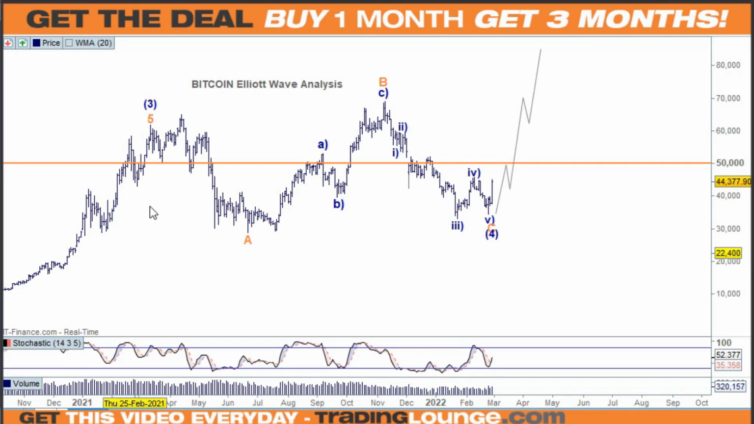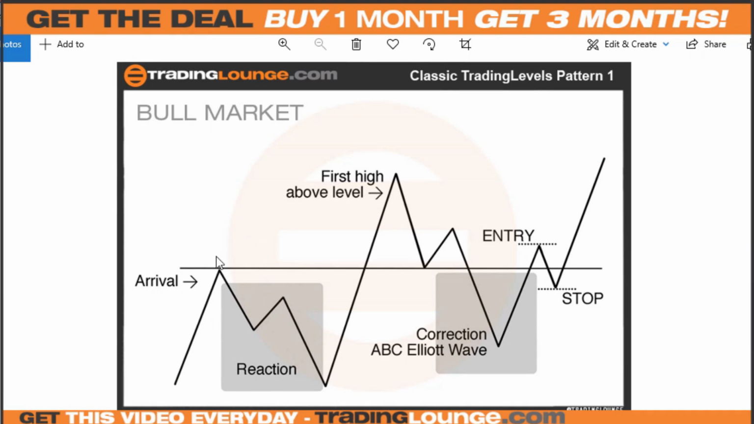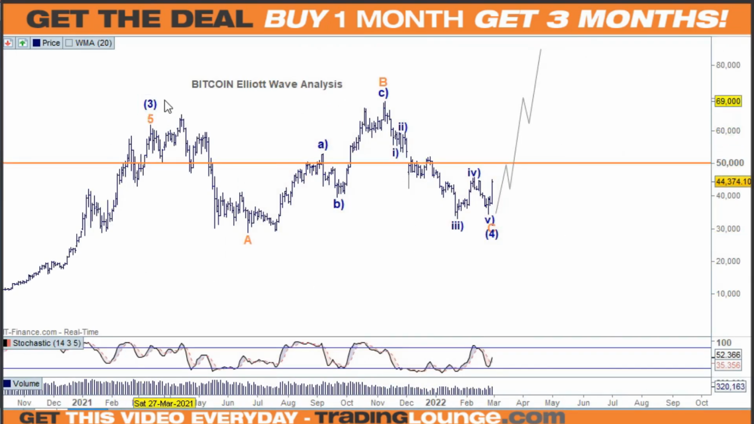When we look at the pattern over here, it's the arrival. In this case, the arrival was a little bit higher above the level here. No big deal. Sometimes it's just a little bit shorter, depending on the pressure at that point. But the arrival, the reaction, the first high above the level, and then the correction down here, and then this here. So this is pretty much it, really. The arrival, the reaction, the first high above the level, and the rest of the correction. And once we get support on here, then the balance of this whole thing is flipped to the upside at this point.